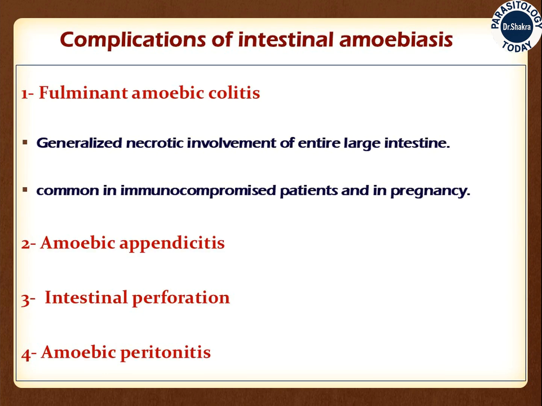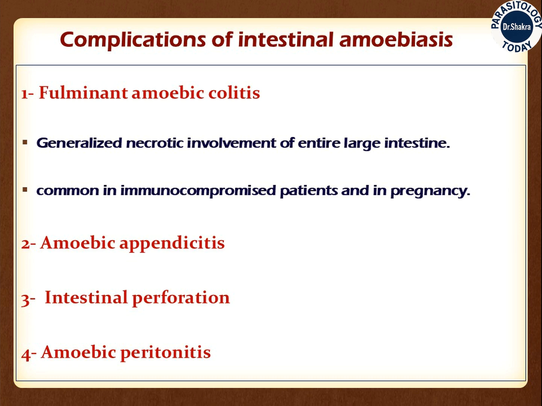Complications of intestinal amoebiasis. 1. Fulminant amoebic colitis. Generalized necrotic involvement of the entire large intestine. Commonly occurs in immunocompromised patients and during pregnancy. 2. Amoebic appendicitis. Inflammation of the appendix caused by Entamoeba histolytica. 3. Intestinal perforation. Rupture of the intestinal wall due to severe ulceration. 4. Amoebic peritonitis. Infection and inflammation of the peritoneum resulting from intestinal perforation.